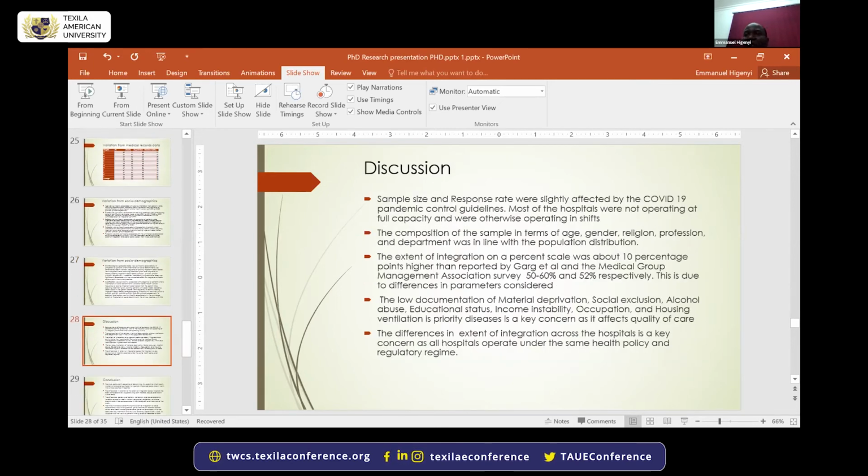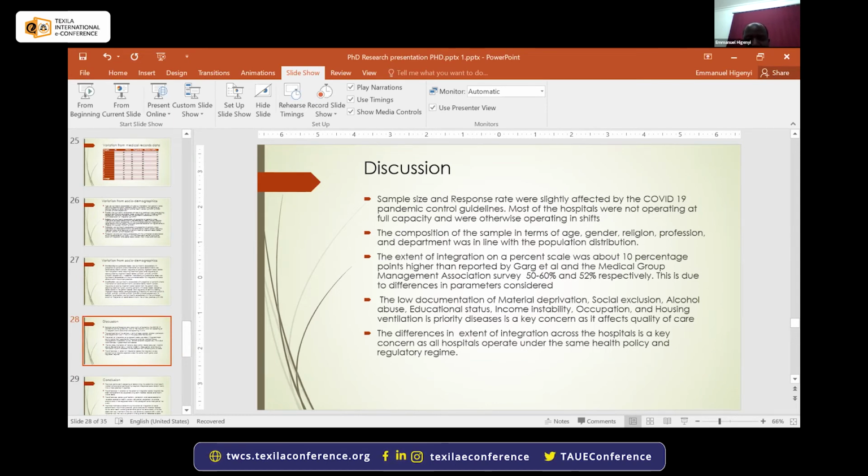But we also saw that the PhDs and the masters are more likely to document. Now, in terms of discussion, the sample size and response rate was affected by the COVID-19 pandemic control guidelines, because hospitals were not working at full capacity. So it constrained the study a little bit and made it harder to manage, but all the same, at least I got a very good recovery rate.